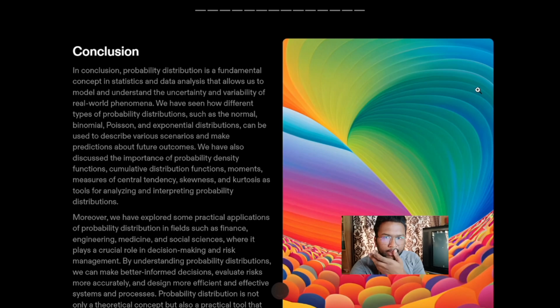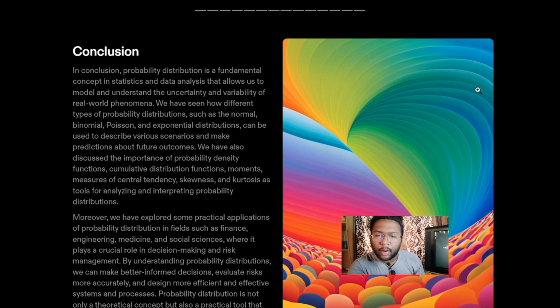Conclusion. So let us conclude the topic of probability distribution. In conclusion, probability distribution is a fundamental concept in statistics and data analysis that allows us to model and understand the uncertainty and variability of real world phenomena. We have seen different types of probability distributions such as binomial, Poisson, and exponential distributions, which can be used to describe various scenarios and make predictions about future outcomes.